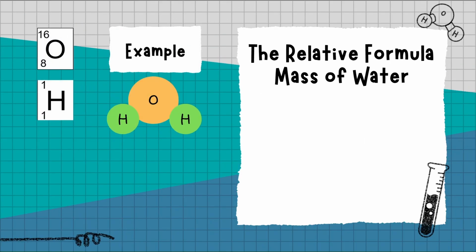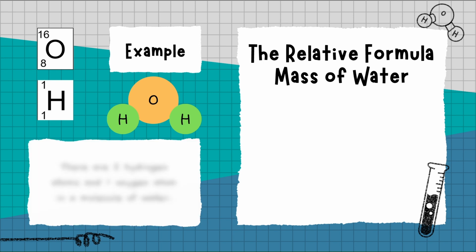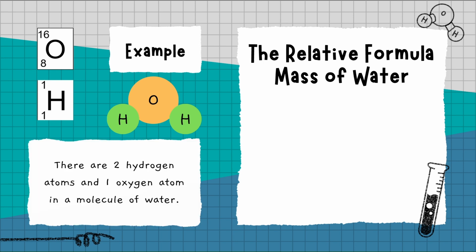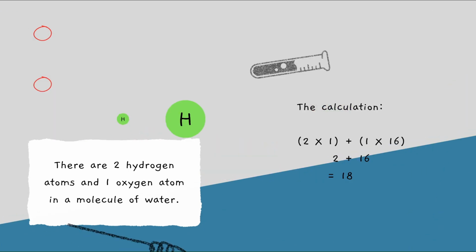Now let's calculate the relative formula mass of water. There are 2 hydrogen atoms and 1 oxygen atom in a molecule of water. So we are going to check for both of these elements on the periodic table. The relative atomic mass of hydrogen is 1 and of oxygen is 16. So we are going to multiply the relative atomic mass of hydrogen, which is 1, by 2 because we have 2 hydrogen atoms in the compound. Then we are going to add it to 16 because there's only 1 oxygen atom in the compound. So 2 plus 16 will equal 18.